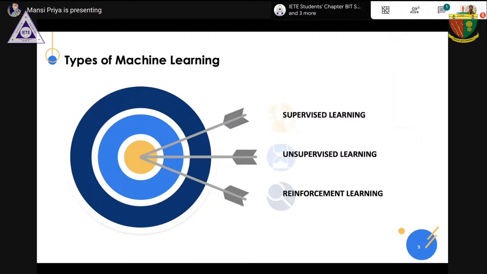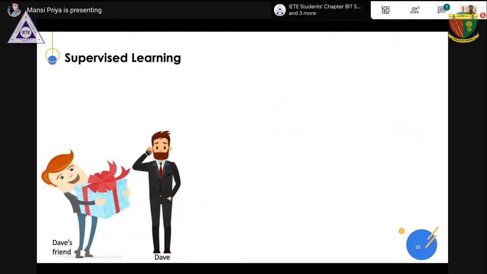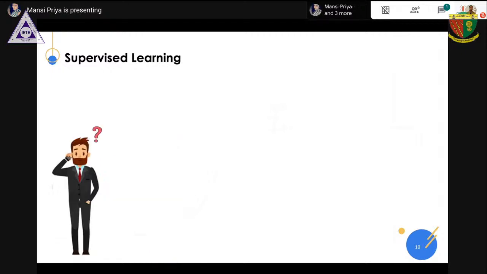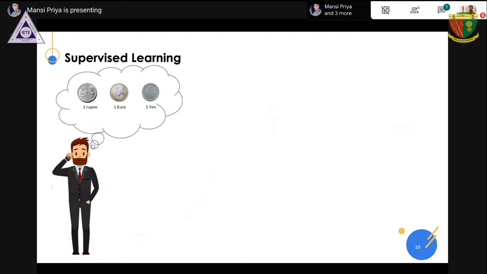Let us try to understand them with simple examples. So, this is my friend Dave, and he received a gift. He's very confused. Why is he confused? I'll tell you. After receiving the gift, he found that he received 5 million coins of 1 rupee, 1 euro, and 1 yen. And it is very difficult for him to analyze and count everything by himself. So he wants to make a machine that can count it on its own. But how will that machine be able to recognize which coin is which?